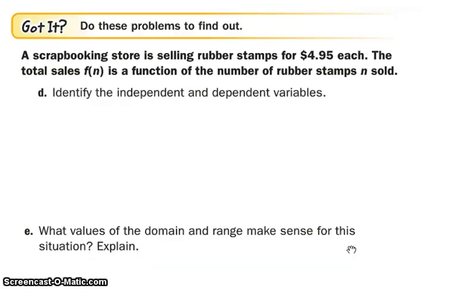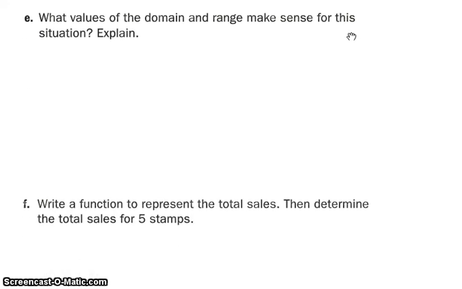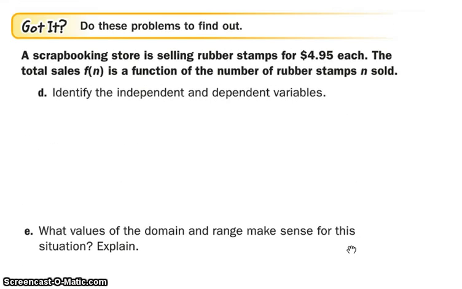All right. So the last got it problem here is just like the problem we just did. Use that as an example. A scrapbooking store is selling rubber stamps for $4.95 each. The total sales, F of n, is a function of the number of rubber stamps, n, sold. So pause the video, try and do D, E, and F, and then we'll check them.